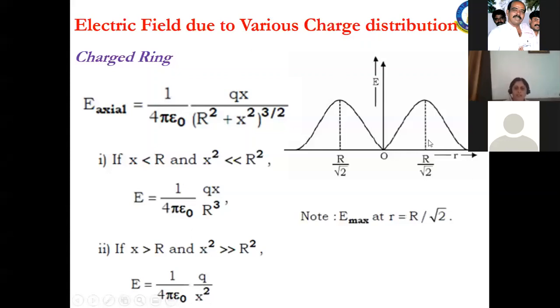Now here you can see that the field will become maximum at a distance r equal to R by root 2. So for small r equal to capital R by root 2, electric field will be maximum.